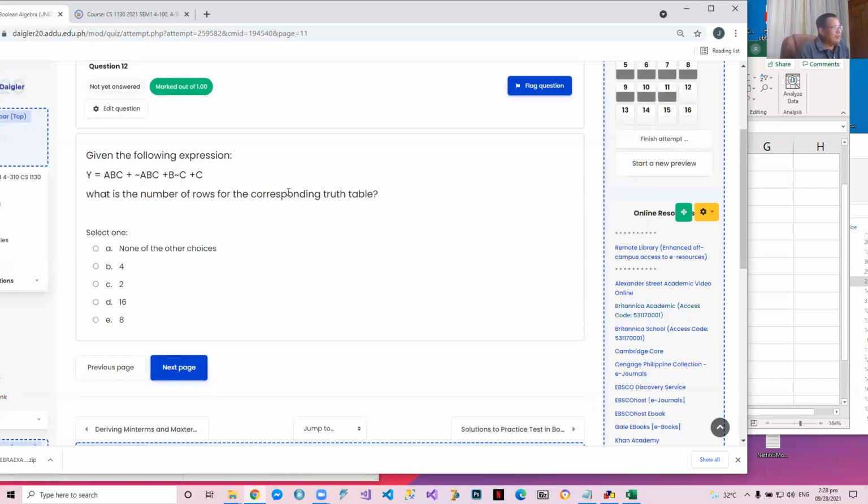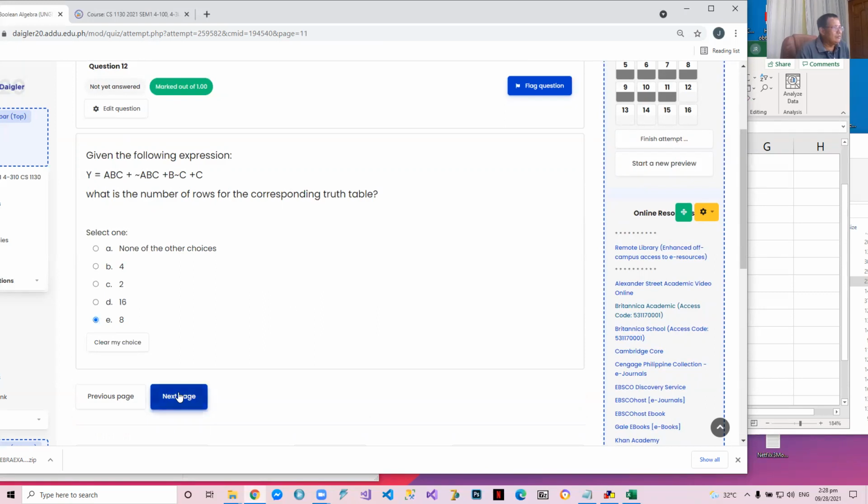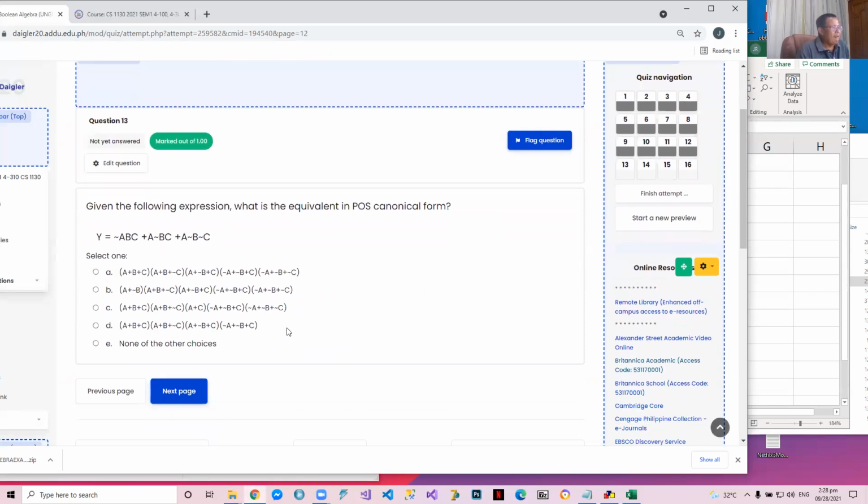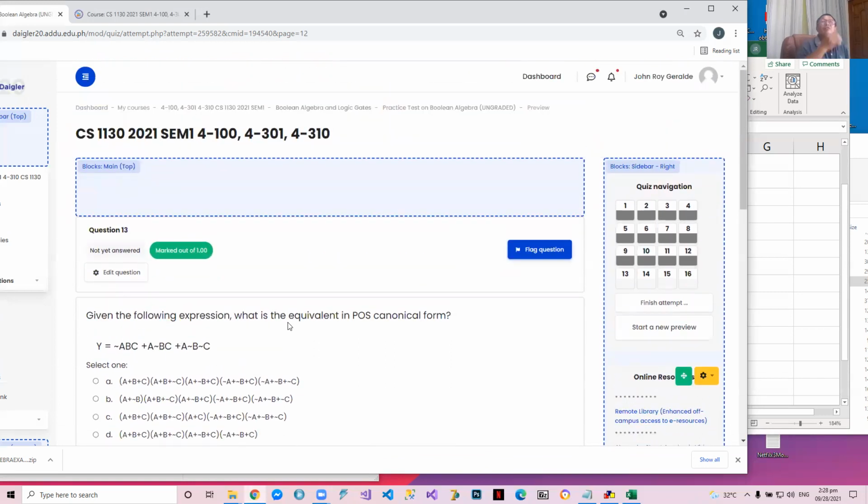This time, given this following expression, how many rows do we have? We only have A, B, and C. Okay, so 2 to the 3rd is 8, so we'll have 8 rows. So we are now on number 13 very quickly. So we have 13, 14, 15, 16. We have 4 problems left.